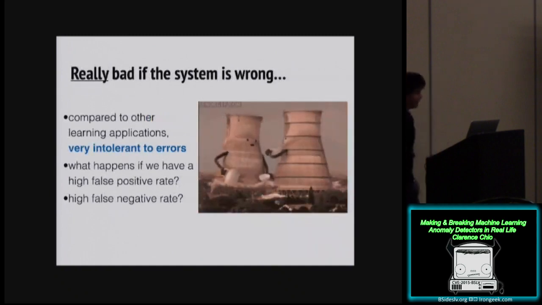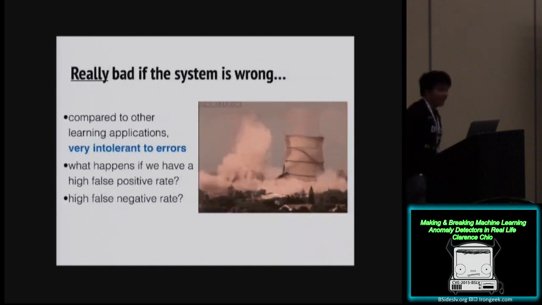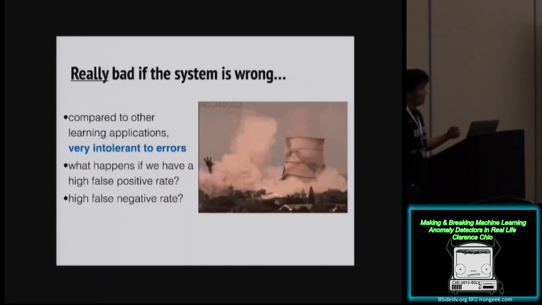So it's really bad if the system is wrong. When we have a high false positive rate, which means we're flagging a lot of non-anomalous activity as anomalies, then we're really degrading the integrity of the system. We're taking up analyst time and we're burning money for the organization. If you have a high false negative rate, maybe the rules and heuristics are catching things that the anomaly detector isn't, then what's the point of having it? So it's very intolerant to errors, and that's different from traditional machine learning applications.